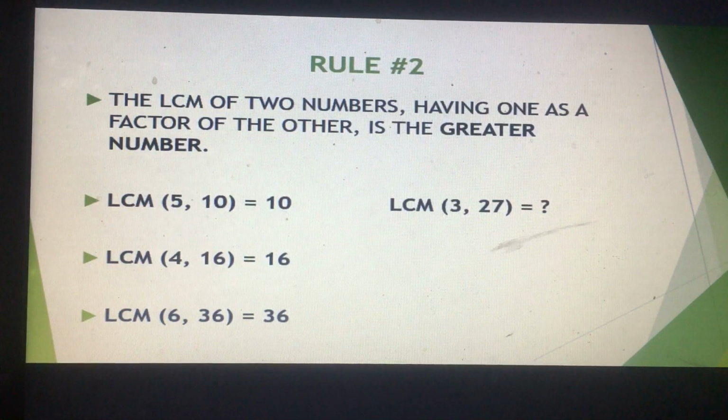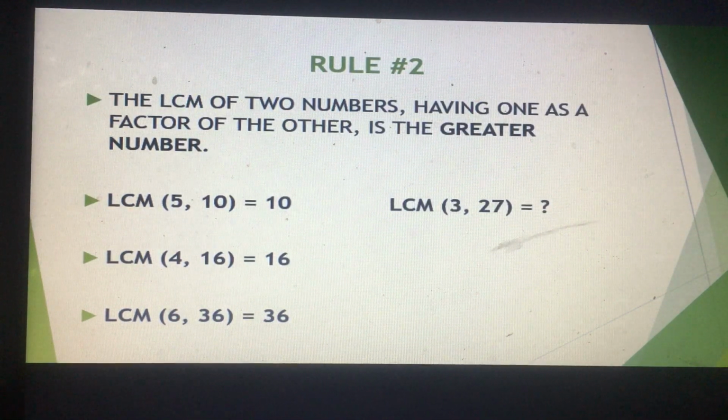So if I present to you two numbers with one of them being the factor of the other number, then the LCM will be the greater number or the larger number. So if I present to you 5 and 10, the LCM would be 10. You don't have to think about it because 5 is a factor of 10 and 10 is the larger number.